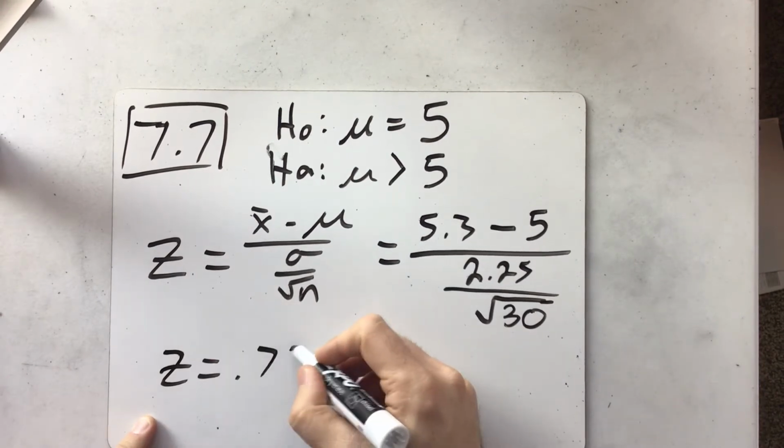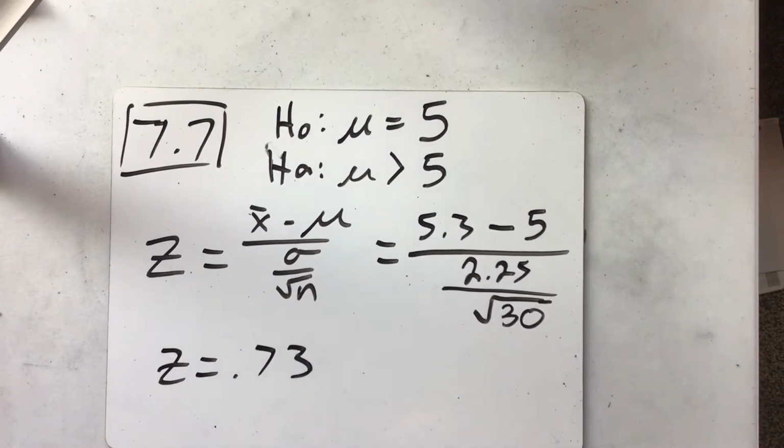Z equals 0.73. Let's see, does that feel about right? Okay, yeah, that seems believable, I guess. Okay, yeah, that seems all right. So 0.73 was what I got for my answer. All right, so now that we have that, we're ready to move on to the next part.